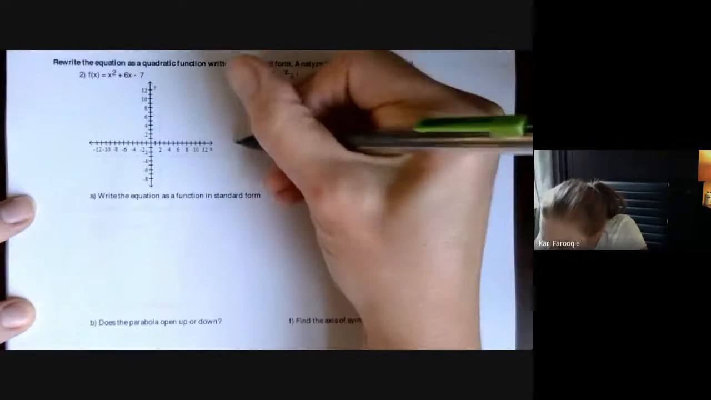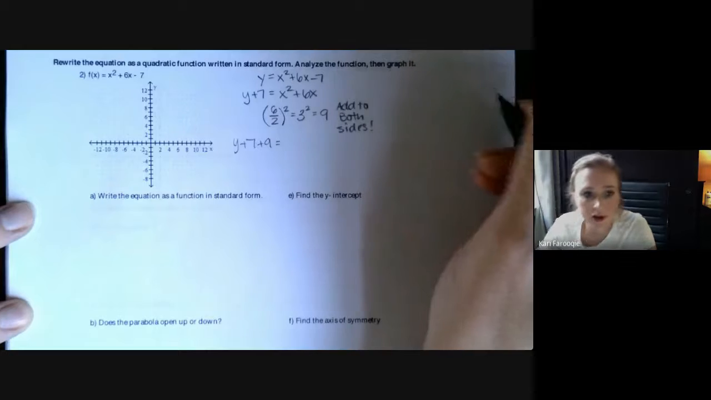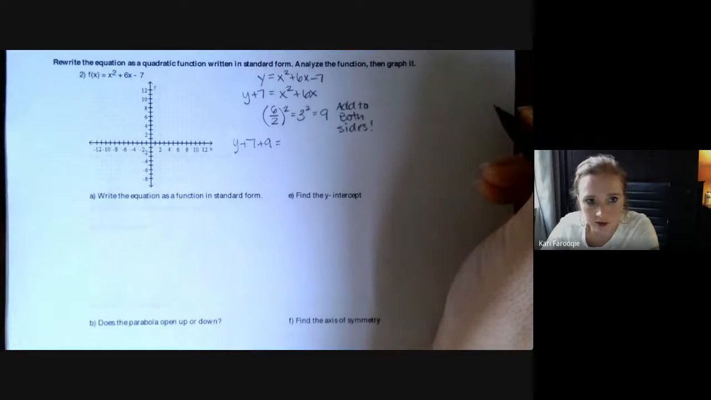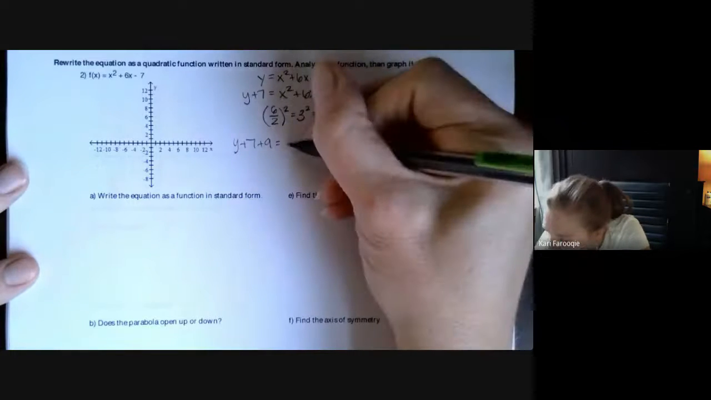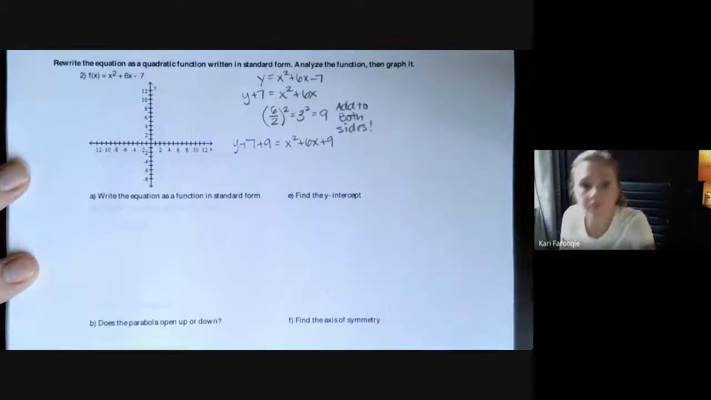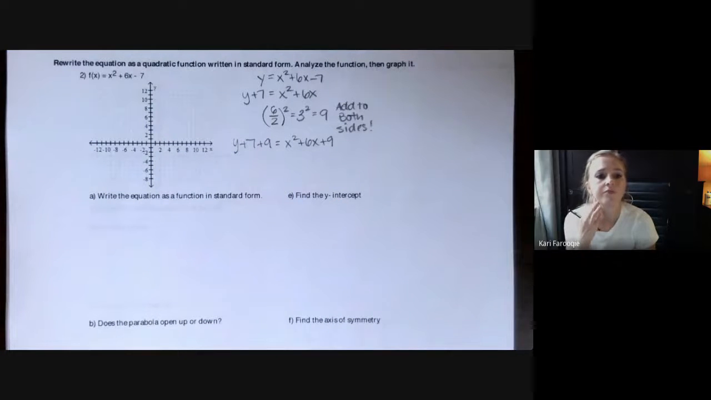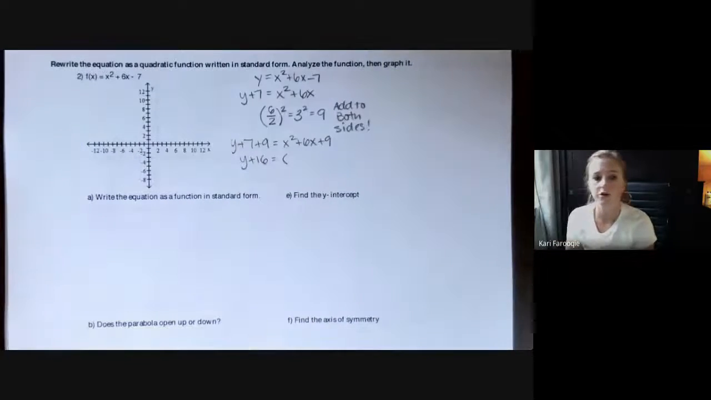On the left-hand side, I have y plus 7 plus 9. If you want to go ahead and compute that sum, be my guest. I'm just wanting to make sure it's all written out so nothing looks confusing. Equals x squared plus 6x plus 9. Now we're going to simplify on the left, and on the right, we're going to go ahead and factor.